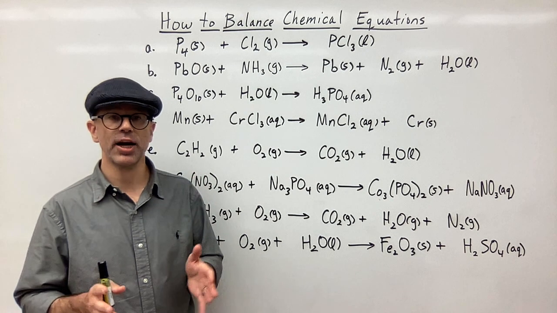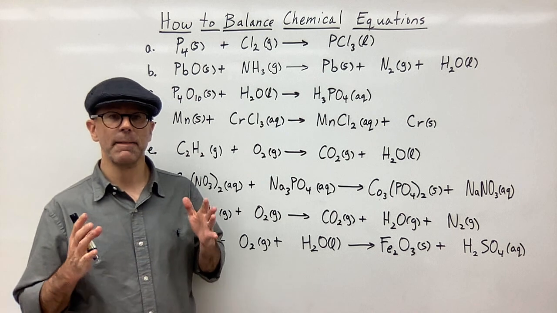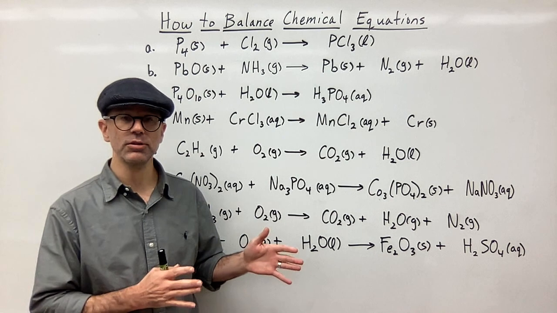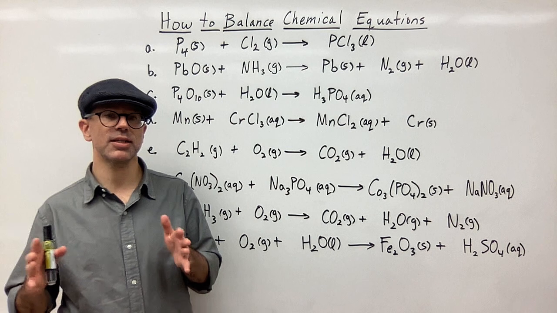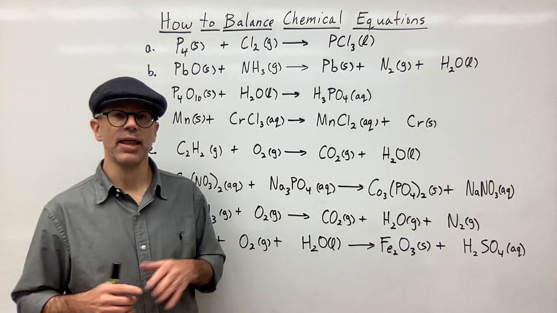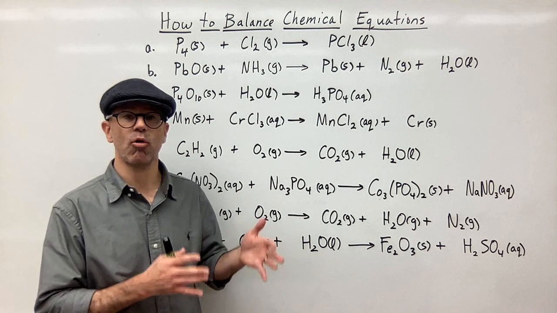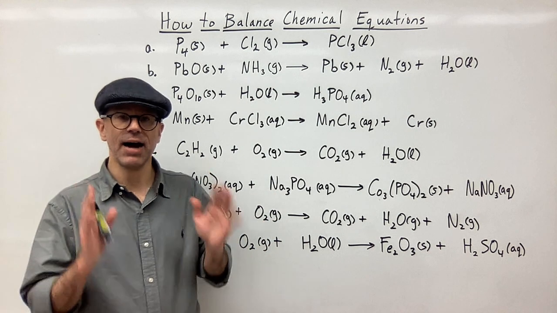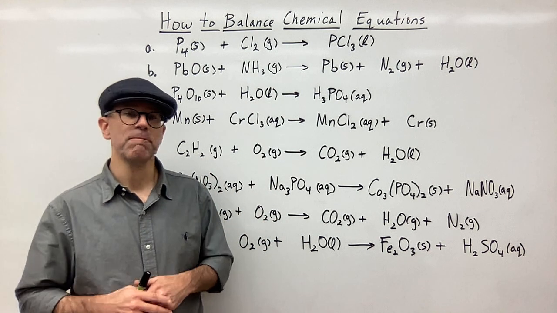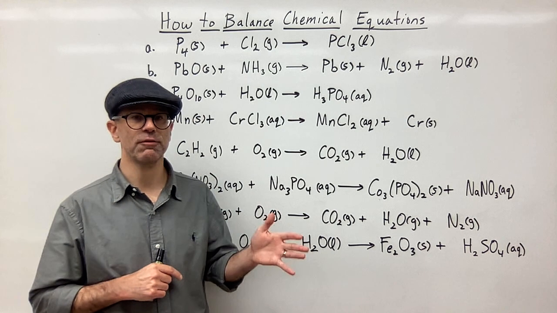The procedure that I use, the steps that I use, is first I would balance the metals before nonmetals. And then once all the metals are balanced, I'm going to balance the nonmetals. And when I balance the nonmetals, I'm usually going to balance everything except for hydrogen and oxygen. And then when I have oxygen and hydrogen left, I'll usually leave oxygen to last and balance the hydrogen first before oxygen.